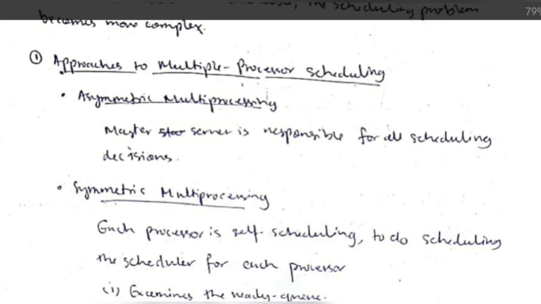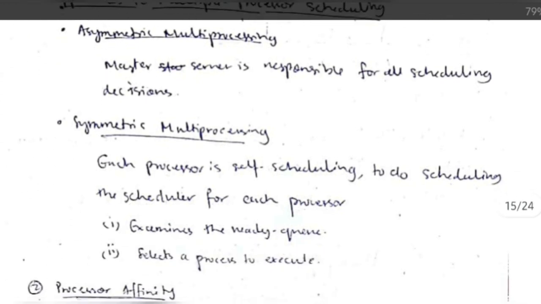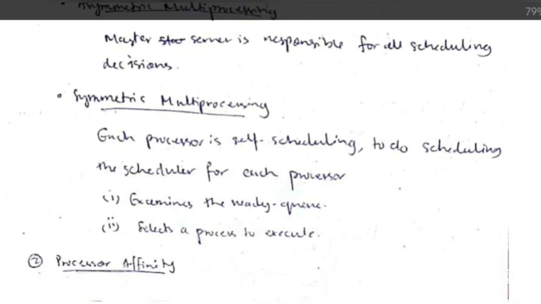Okay, so first one is approaches to multiple processor scheduling. First one needs to decide in what way the scheduling will be done, either asymmetric or symmetric. In asymmetric, there will be a master which is responsible for all the scheduling decisions, and in the second one, symmetric, each processor will have its own self-scheduling process to examine the ready queue and select a process. Okay, that's known as symmetric multiprocessing.